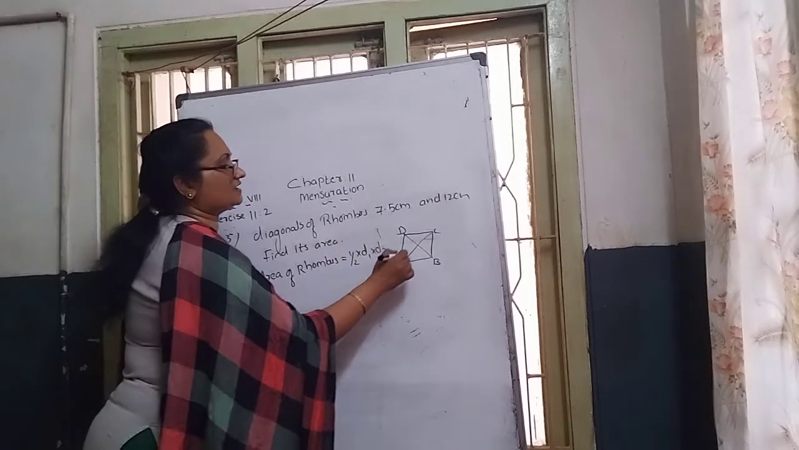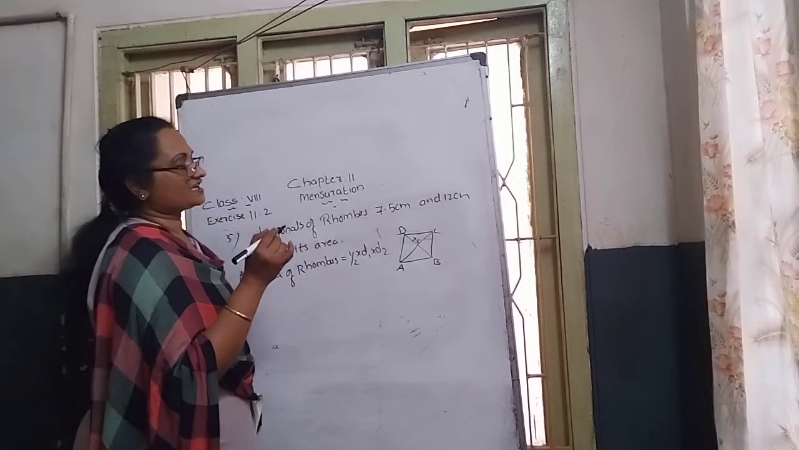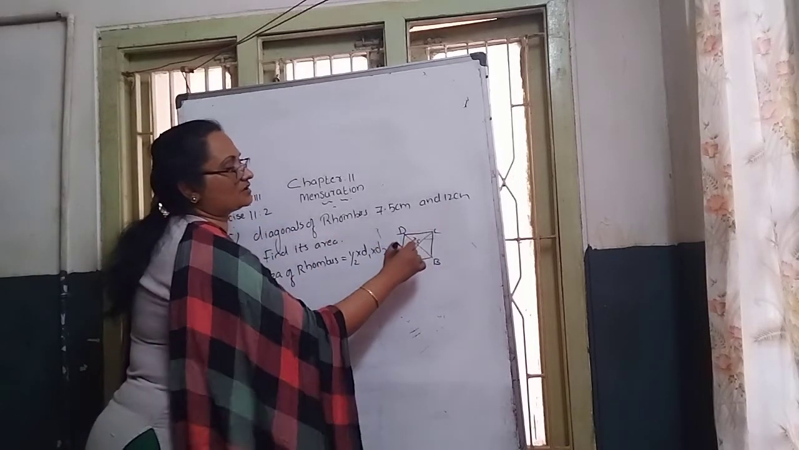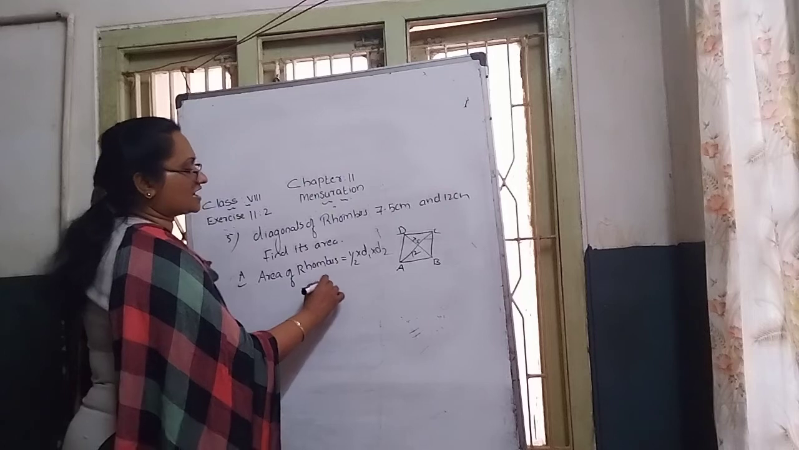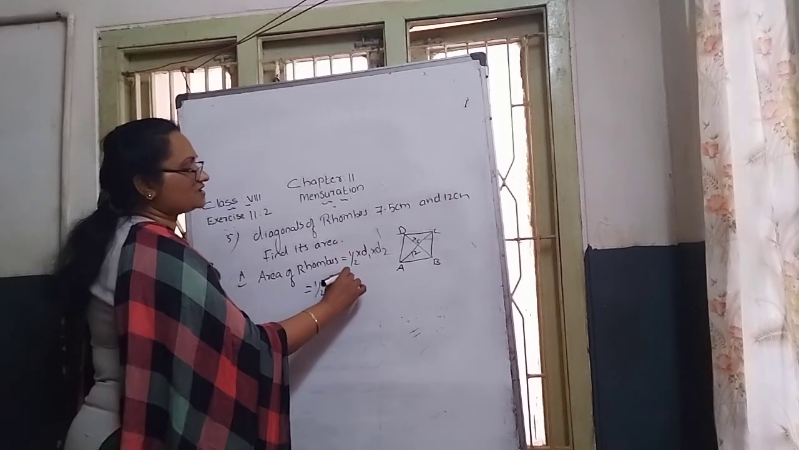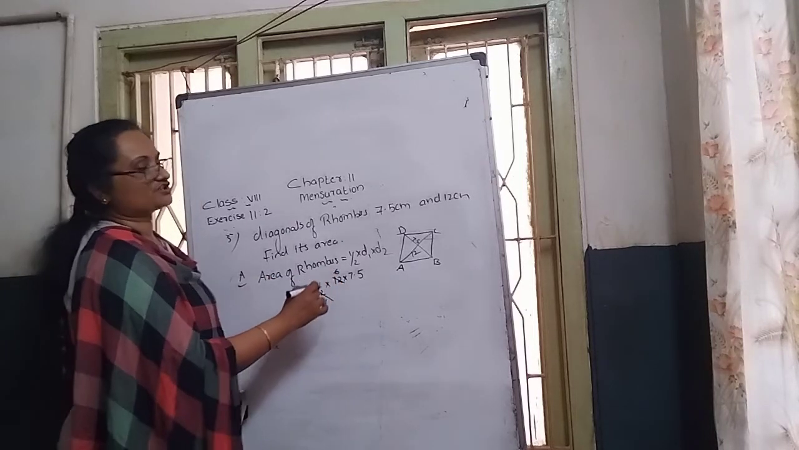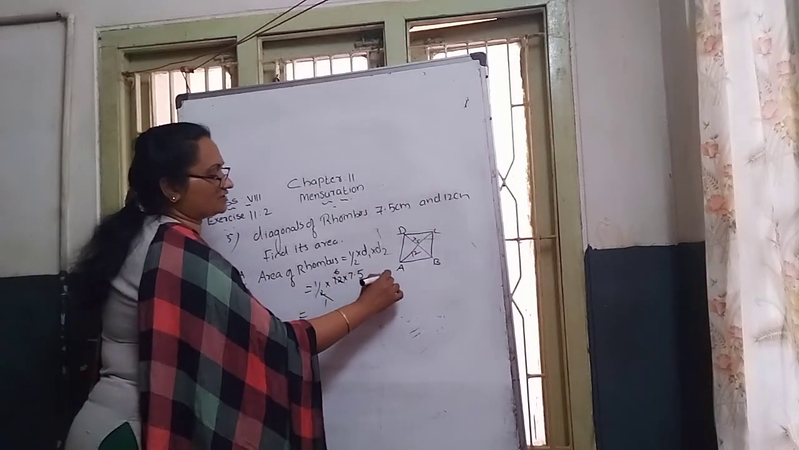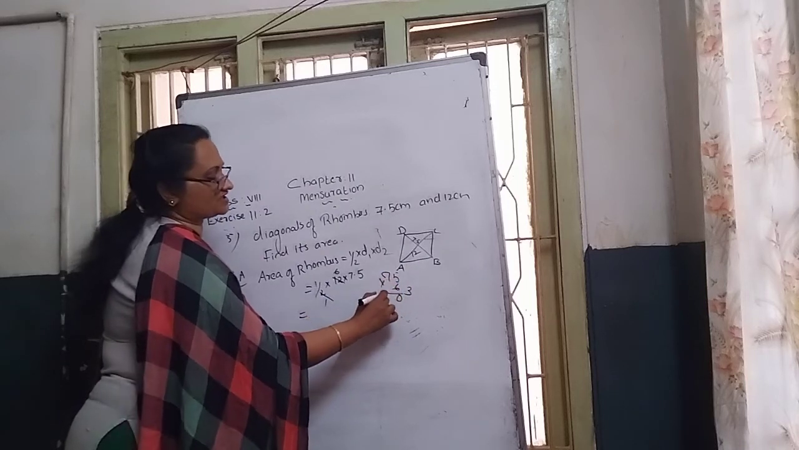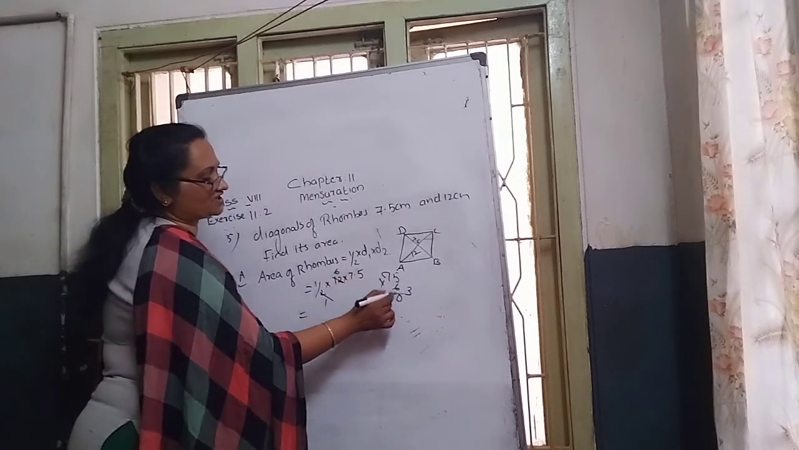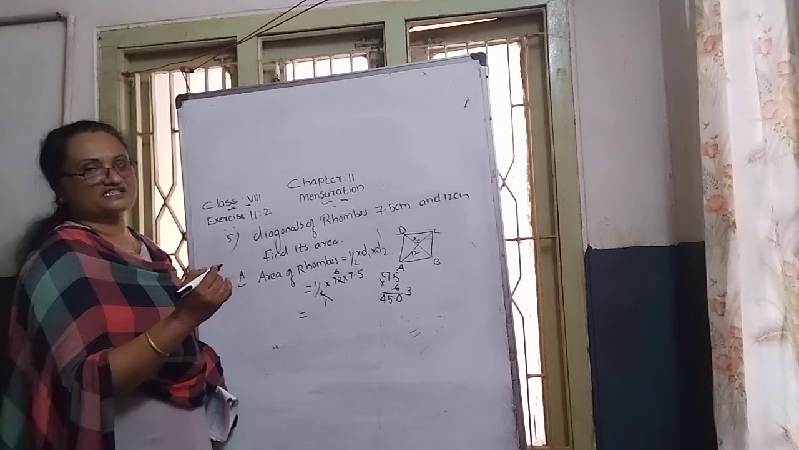BD is given as 7.5, the smallest diagonal. AC is the bigger diagonal, consider it as 12 cm. So we substitute the values: half into 12 into 7.5. Then 2 and 12 cancel: 2 ones are 2, 2 sixes are 12, so 6. Then multiply 75 into 6 without the decimal point: 42 plus 3 comes to 45. There is one digit after the decimal point, so in the answer, from right to left, take one place and put the decimal point.